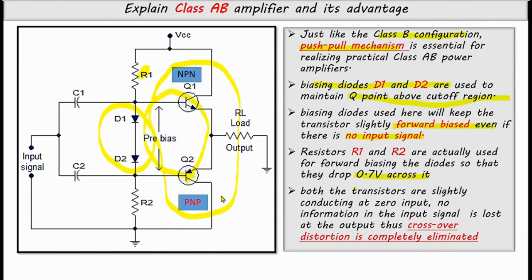Both transistors are slightly conducting at zero input. We have seen that in a class B amplifier, if the input was between minus 0.7 and 0.7, there was zero output, but it does not happen in a class AB amplifier because of the biasing of the diodes. So crossover distortion is completely eliminated.